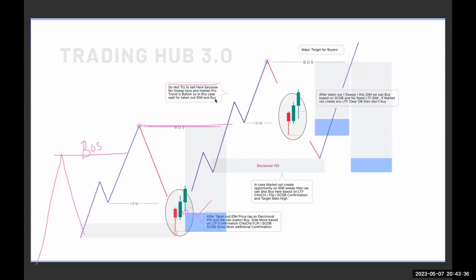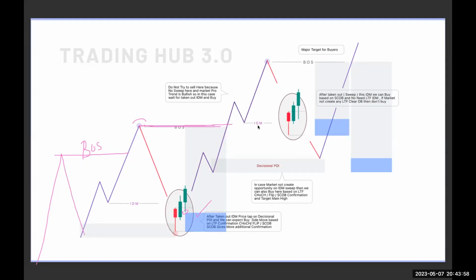Simple. Okay. If the market is bullish and the previous high is broken, then you have to wait for taking out the inducement before the buy. And second thing, if the market sweeps the previous high like this, you can also sell here, but for the short term, not for the longer term, right, which will be covered in the next diagram.